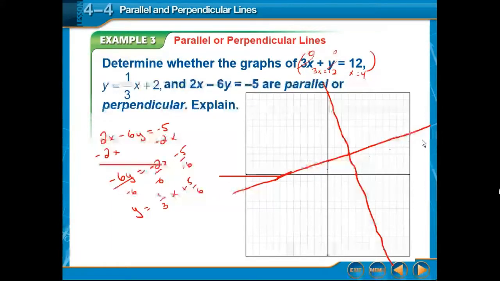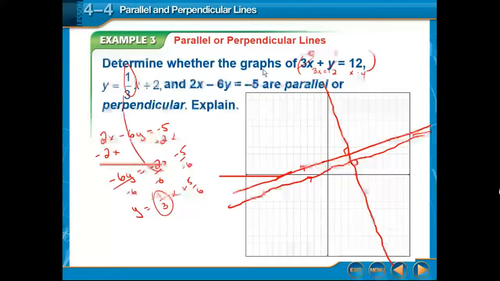So if I do that, I'm going to get a line that comes down. It's supposed to be parallel to that one. So we can say that those two are parallel and they are perpendicular to this other line. Okay. You could also do this by looking at the slopes. So if the slopes are the same, they're parallel. So here our slope is 1/3, and here our slope is 1/3. So we can say those two lines are parallel.